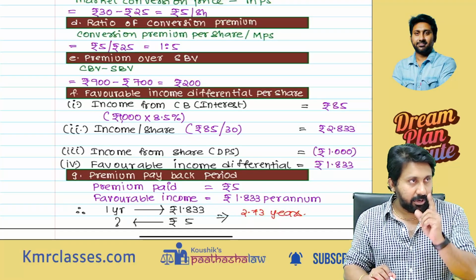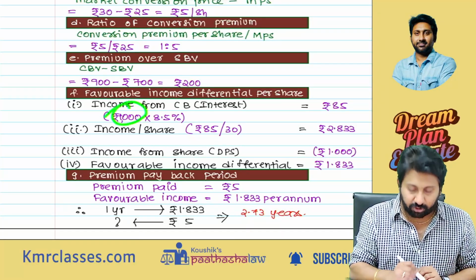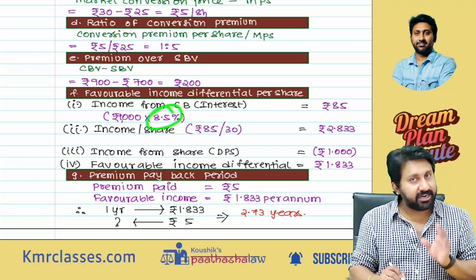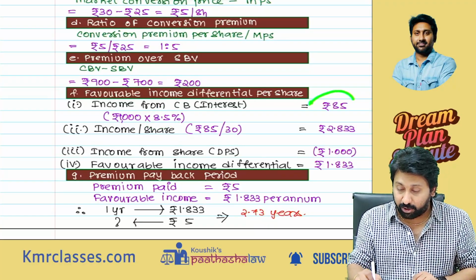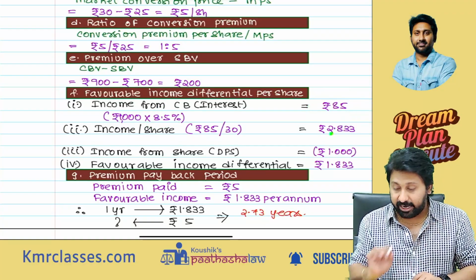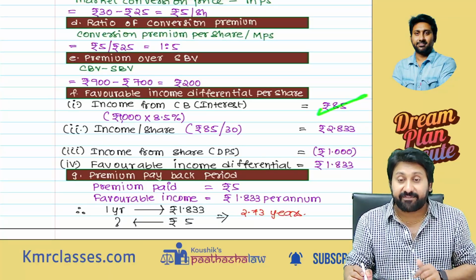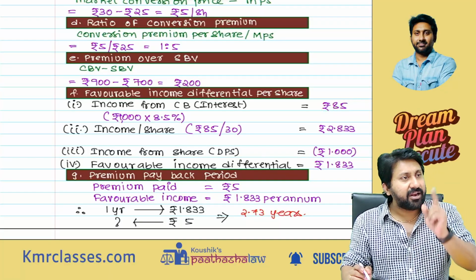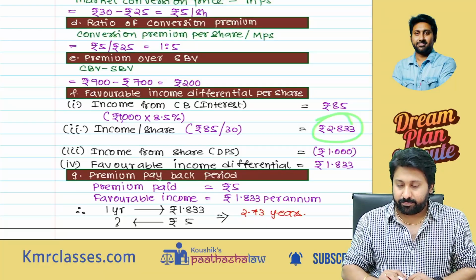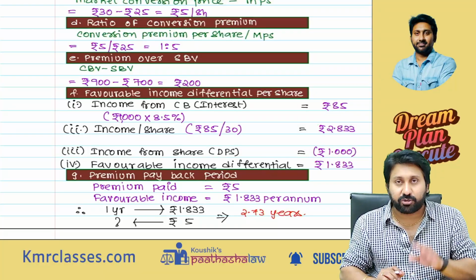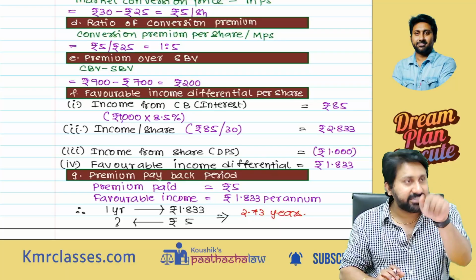One convertible bond has face value 1000. 8.5% interest will be paid. On one convertible bond, how much interest will I get? 85 rupees. But you can't compare directly with a share, because this has 30 shares inside. So per share, how much are you getting? 2.833. That is the income you will be getting on each share inside it.